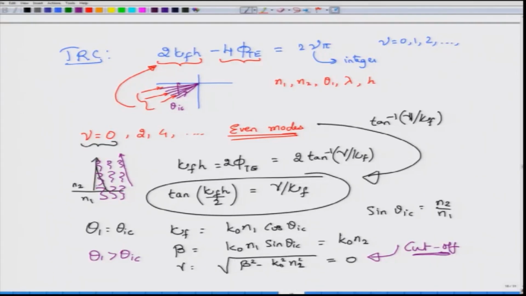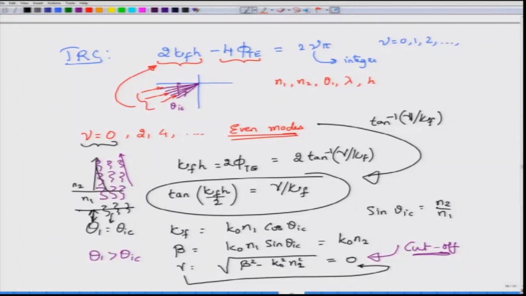Of course, it is not only on the upper interface; the same thing happens at the lower interface as well. There is a lower interface wave which is propagating, which would decay in the downward direction perpendicular to the film. Whatever condition we are talking about for the upper interface also holds for the lower interface, because we are considering a symmetric slab waveguide. So, the cutoff condition is when gamma becomes equal to 0.